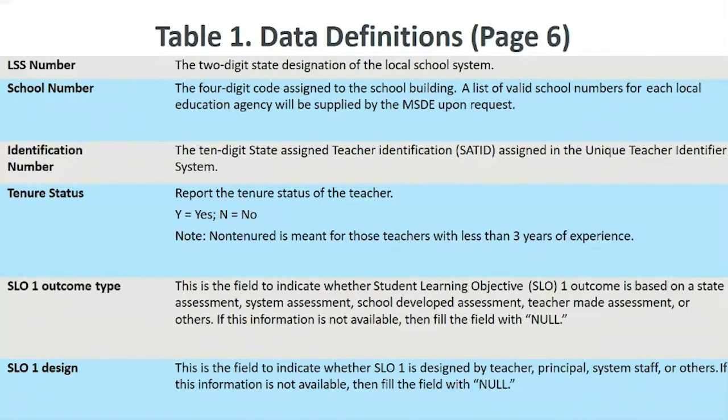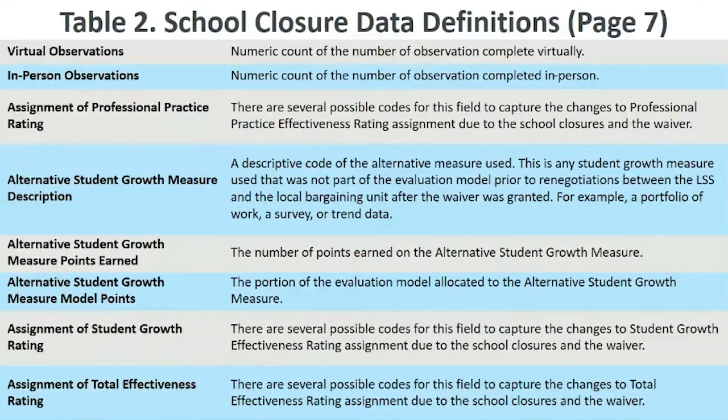Moving on, the first table on page 6 is the data definitions. And so it goes through and describes several types of the variables in more detail. Remember that the student outcome type fields are where you'll have the opportunity to indicate if the measure was originally in the local evaluation model and has been removed due to the waiver. There is an additional table of data definitions for school closure specific variables on page 7. Our office recognizes that circumstances are different, and we reached out for feedback to try and account for these changes.